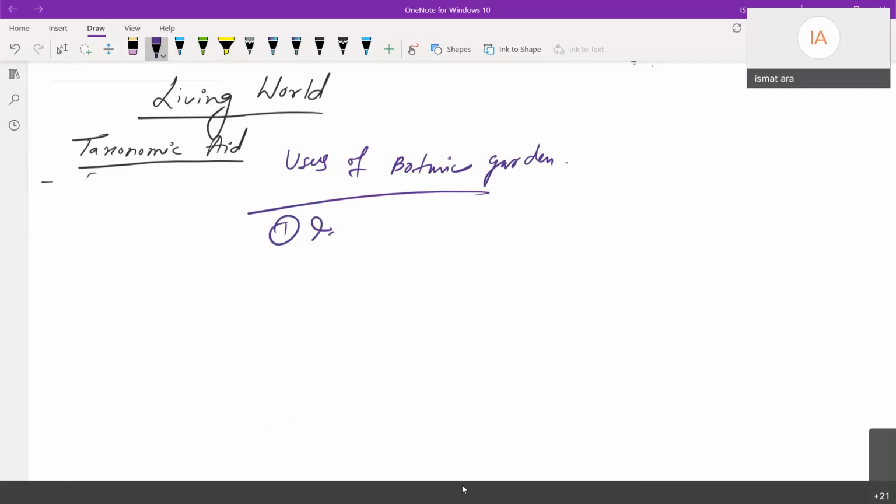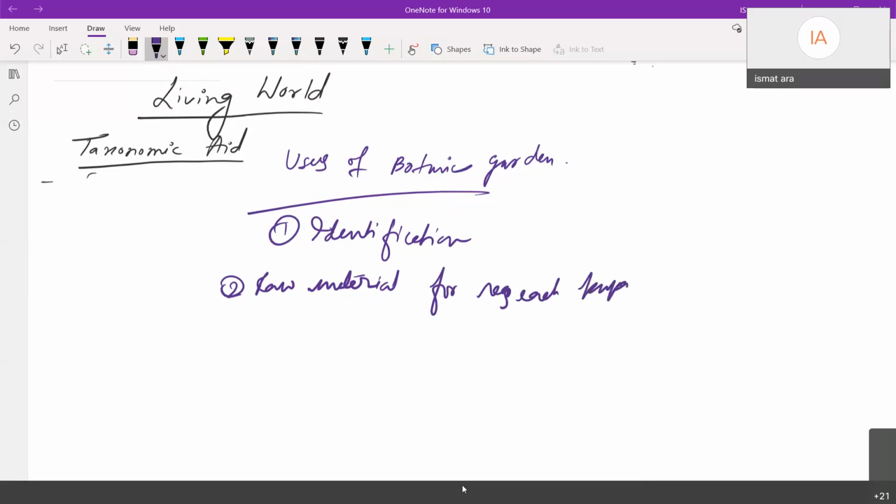First one is identification, you know that. Second one for raw material. They provide the raw material for research purpose. And third one, conservation of endangered species.